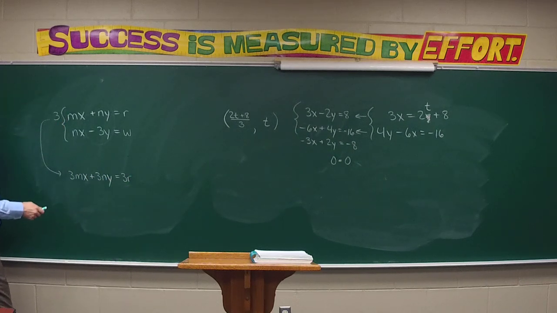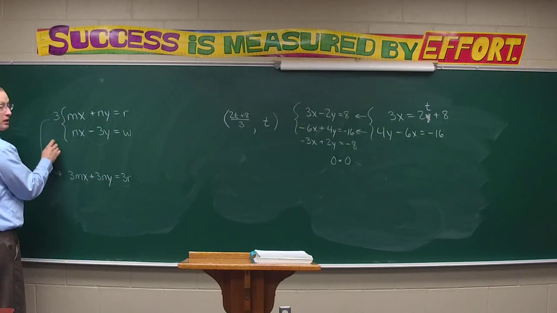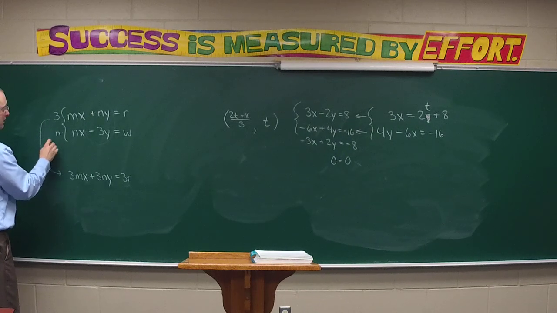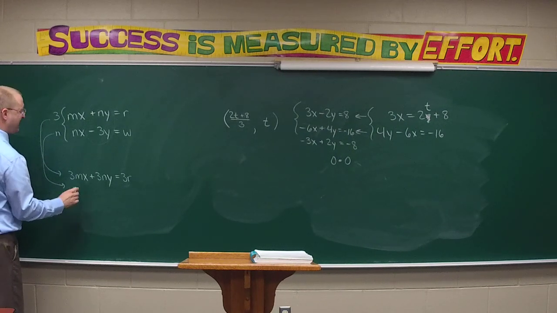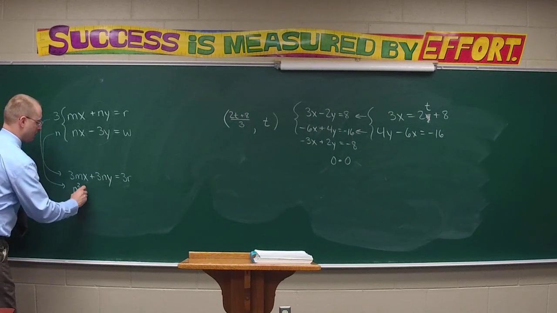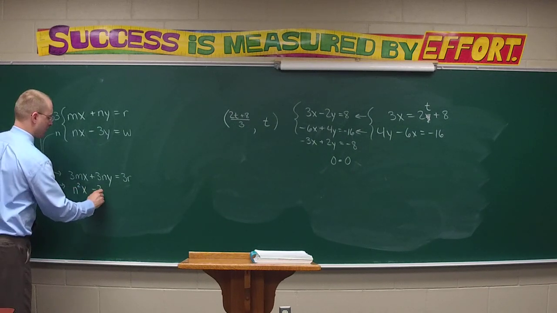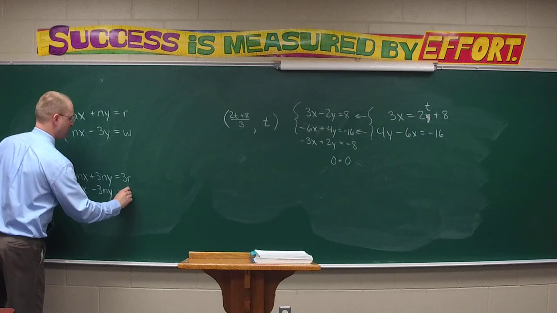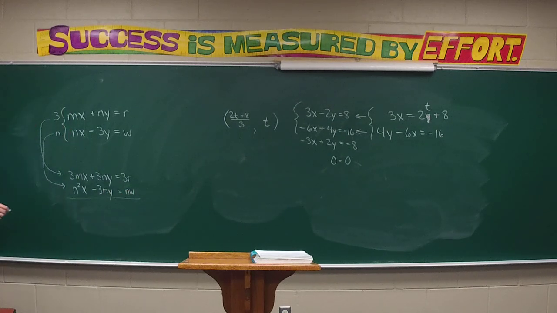All right, at the same time through the bottom, let's put in an n to get nnx. Yes. Instead of nn, let's say I copied it down wrong. Okay. n squared x minus 3ny equals nw. Can you imagine copying something down wrong? Ha. Brandon laughs you to scorn.